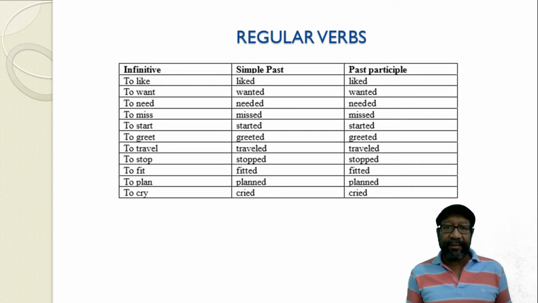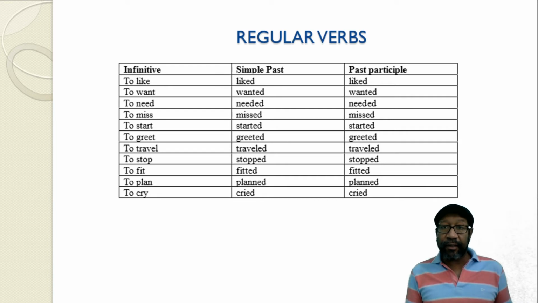Okay, to like, to want, need, miss, start, greet, travel, stop, fit, to plan, to cry. When you talk about regular and irregular verbs, you are talking about the past form of those verbs. In regular verbs, the general rule is to add ed at the end of the verb. But pay attention, if you have a verb that ends in e, you just need to add d. As the first example, to like, liked. But all the other ones, you see, to want, wanted, need, needed.